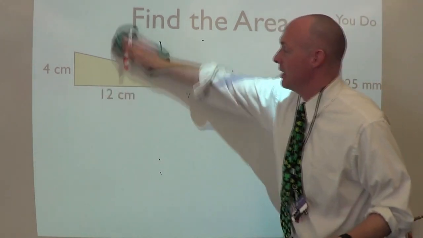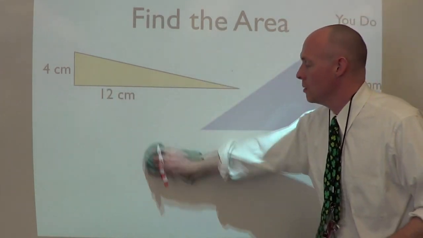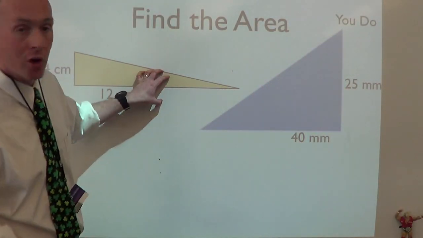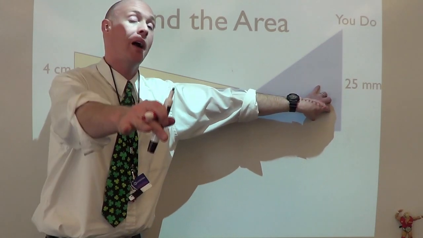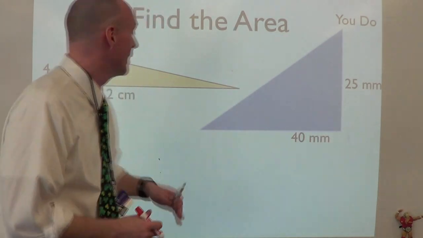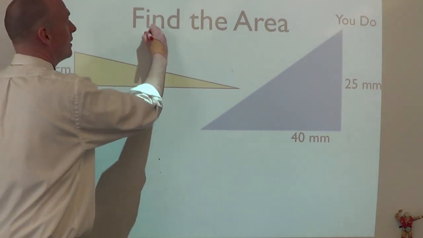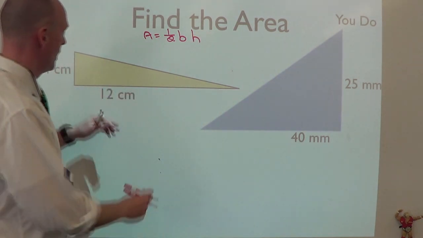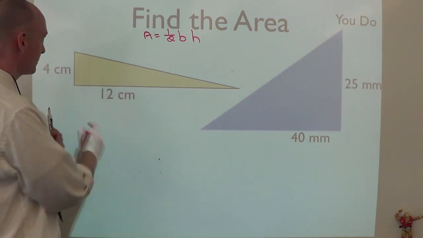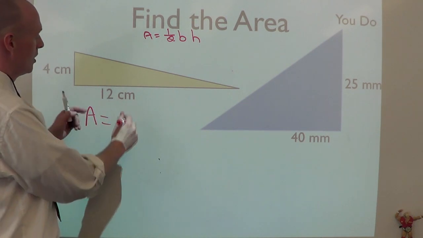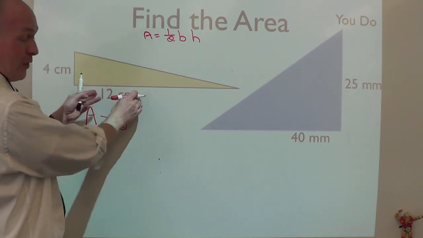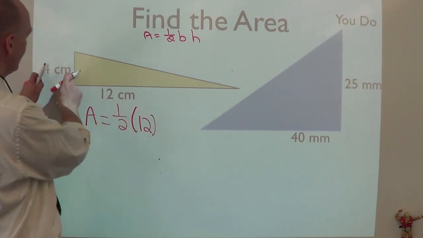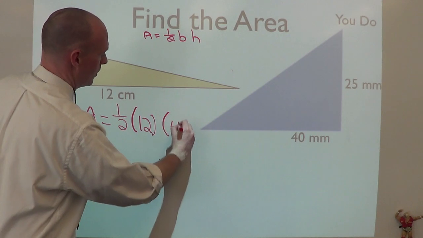Okay. Here I have 2 different triangles. This one I'm going to model. I'm going to show you how to do it. Over here, this I want you to do on your notes and bring it to class. So here, my area is 1/2 base times height. Okay, let's work on this one. Area equals 1/2 of the base, which is 12, times the height, which is 4.